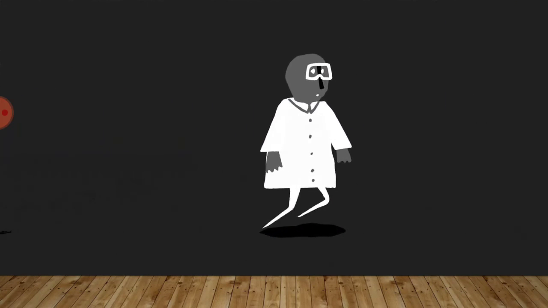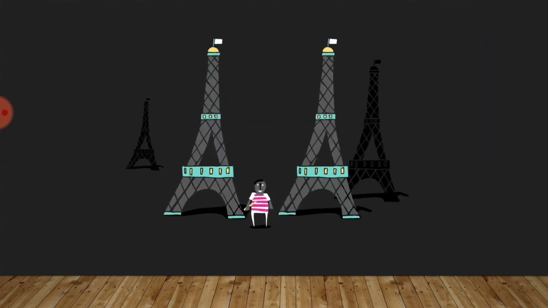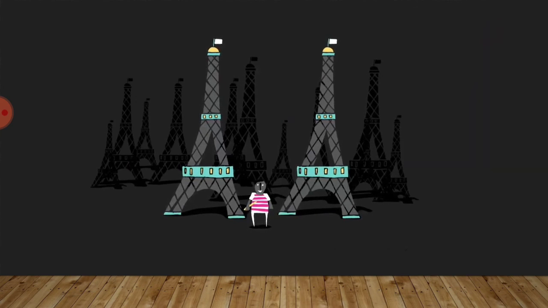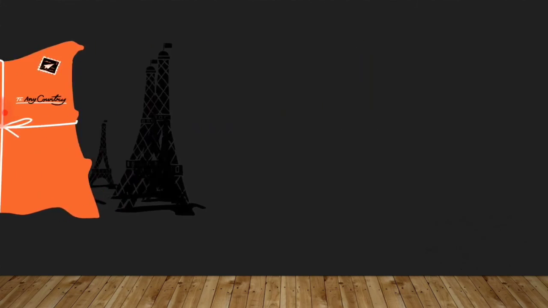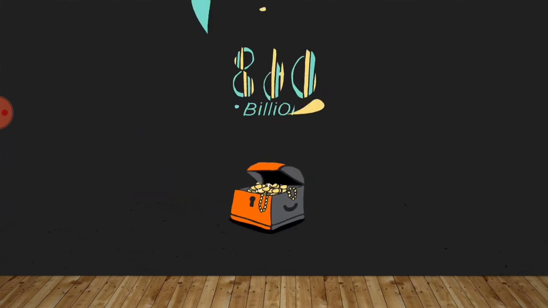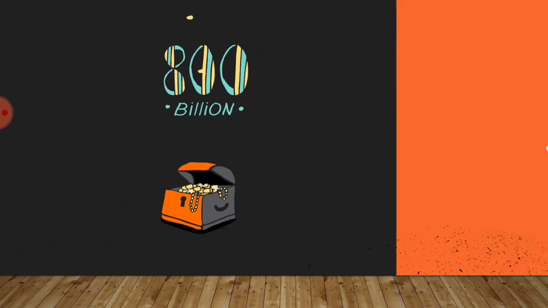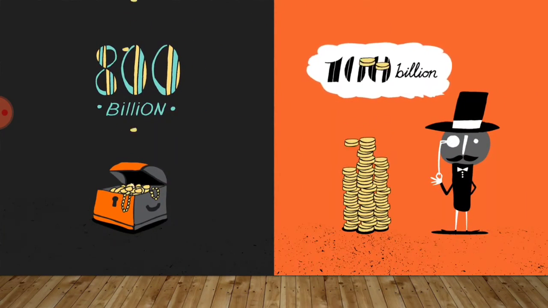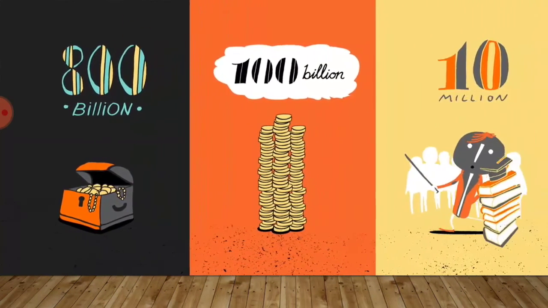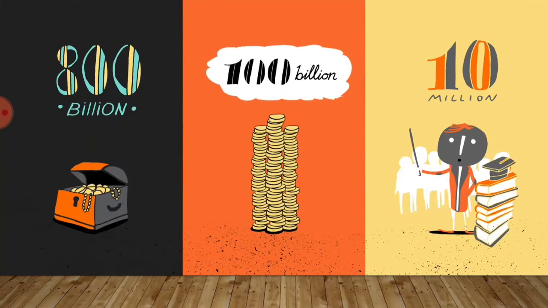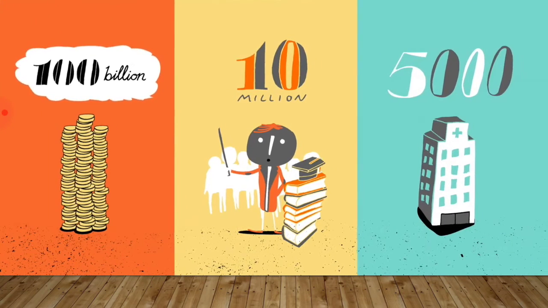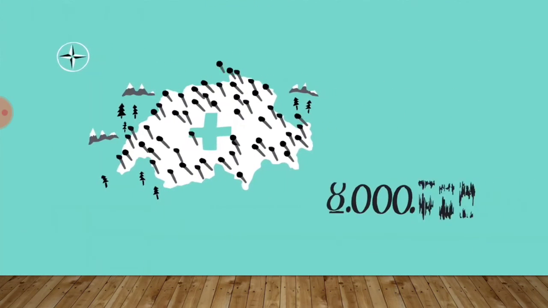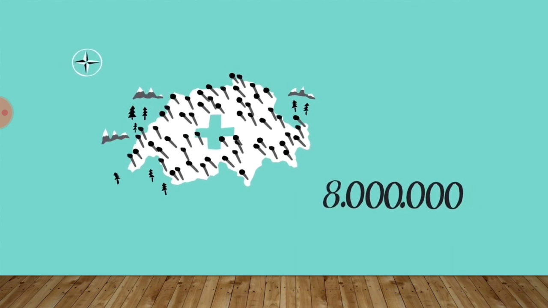Each day, we create enough steel to build 548 Eiffel Towers. That's more than 2 per country in the world. In 2012, the steel industry had a turnover of more than $800 billion, yielding over $100 billion in tax. This equates to putting 10 million students through school each year, or building more than 5,000 new hospitals. And about 8 million people, equivalent to the population of Switzerland, work in our industry.